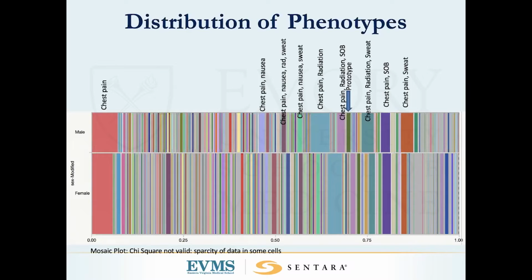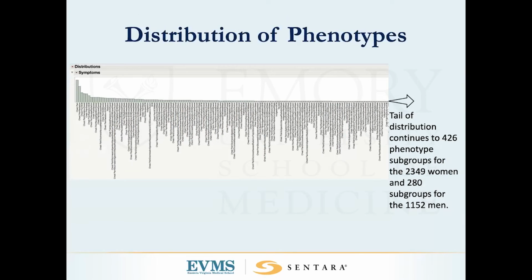And the arrow there shows the prototype. Those green stripes are chest pain radiating with shortness of breath and diaphoresis. And you can see that the prototype is a relatively uncommon phenotype. So this is how the distribution of the phenotypes looks. It's a distribution with a very, very long tail with cells that are very, very small, and this tail goes way off the screen. So how can you analyze this statistically?